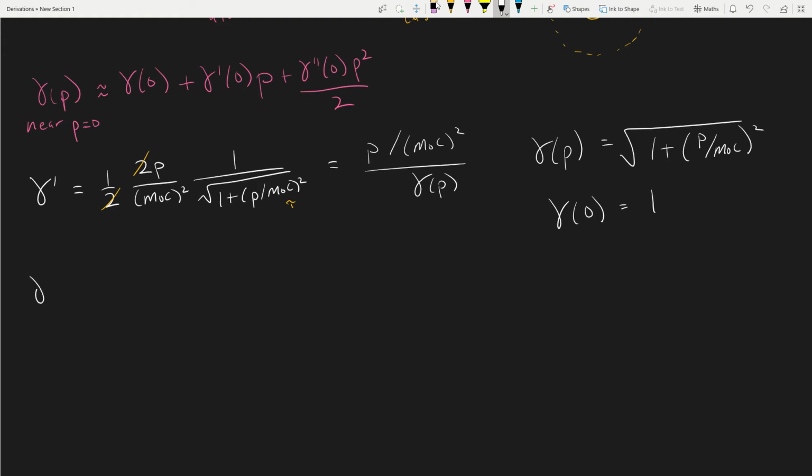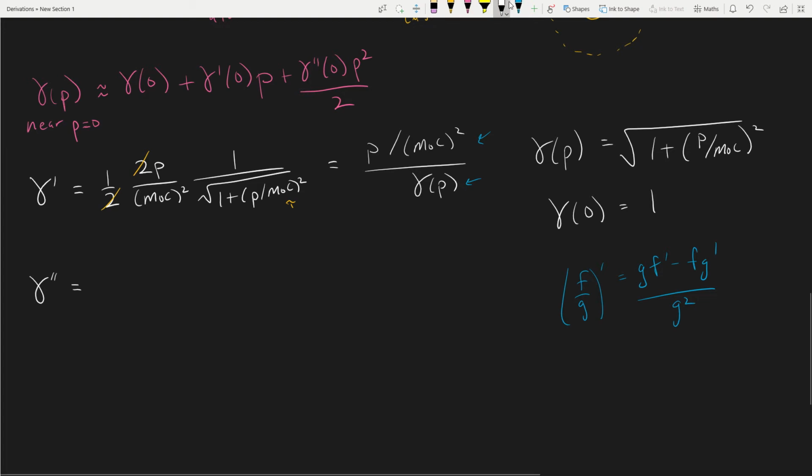Okay, for gamma double prime, we're going to have to use the quotient rule, because obviously this is a function of p and this is a function of p. So let's use the quotient rule. The quotient rule, just to remind ourselves, when f and g are both functions of the same variable, is equal to g f prime minus f g prime, all over g squared. Okay?